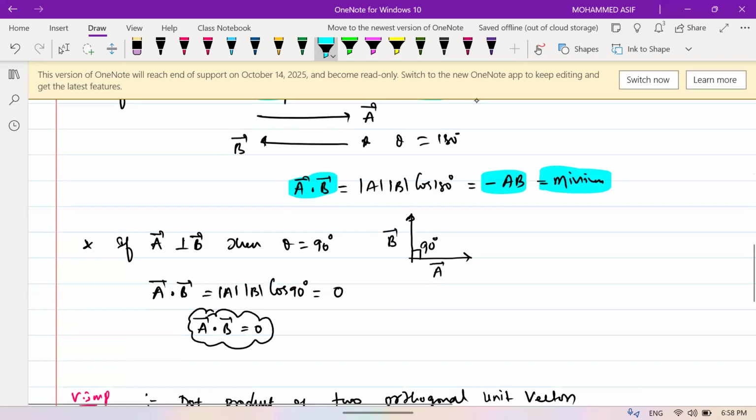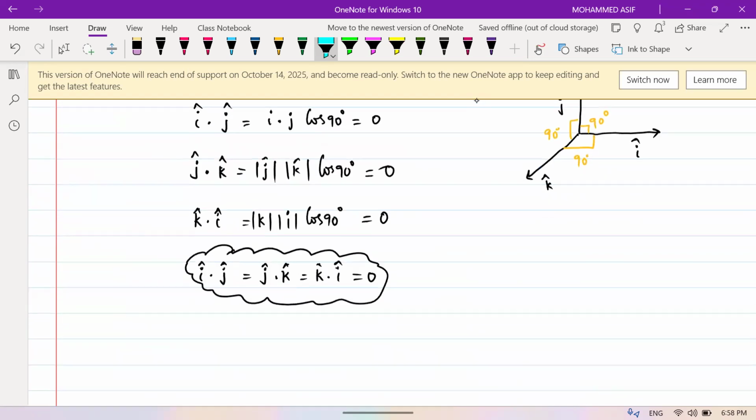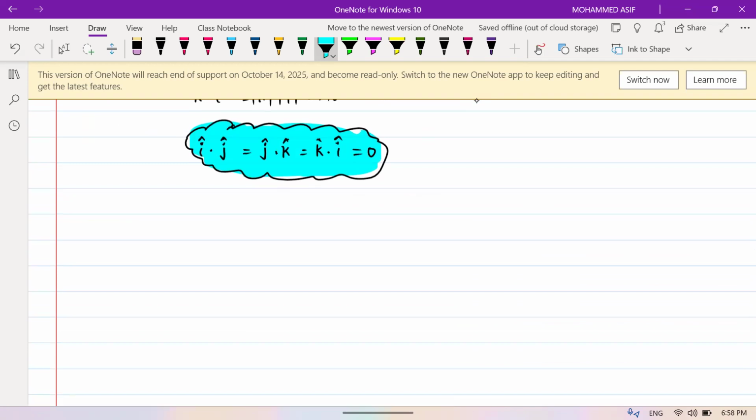If two vectors are perpendicular to each other, the angle between them is 90 degrees, then a bar dot b bar will be equal to 0. Very important points: i cap dot j cap, j cap dot k cap, or k cap dot i cap will always be equal to 0. Am I clear? Yes, sir. Now tell me the answer for this one.